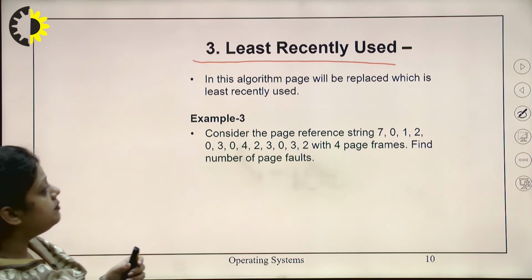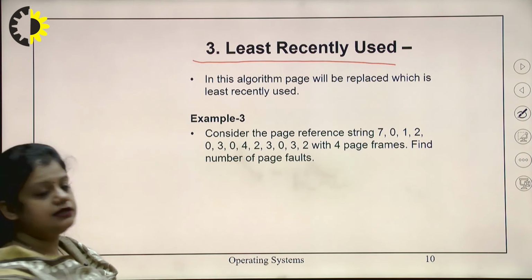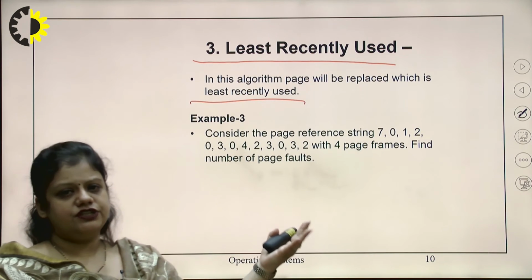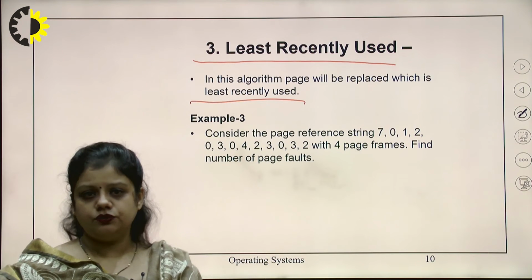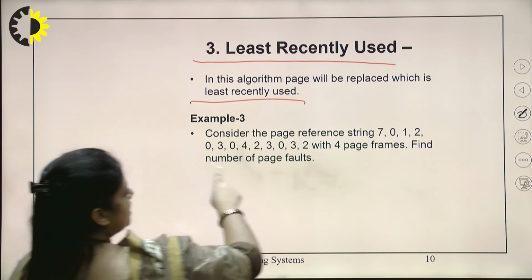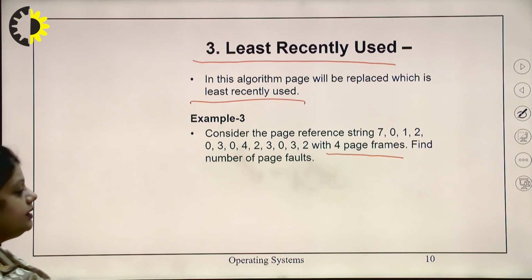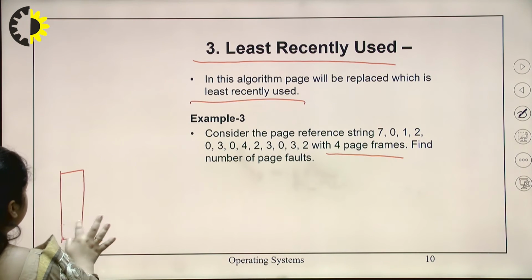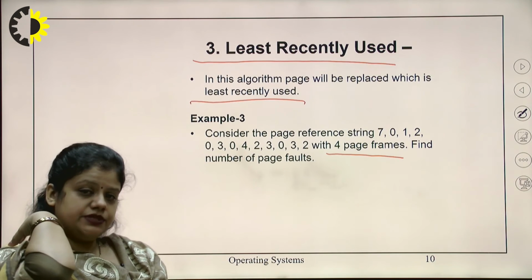In this algorithm, the page which is least recently used will be replaced. Means we are going to look at the previous reference string and see which page is least recently used. So let us consider this page reference string with again 4 page frames, and we have to find the number of page faults. So let us do it. In my initial condition, all the 4 frames are empty.